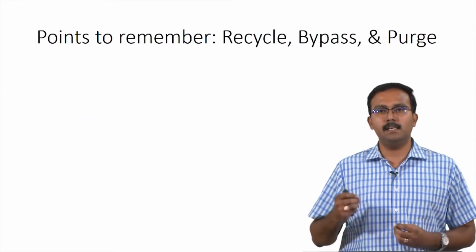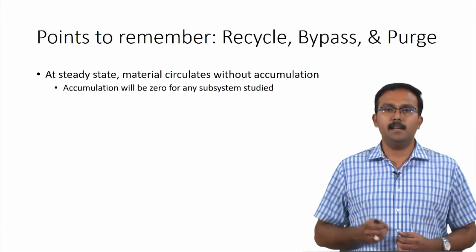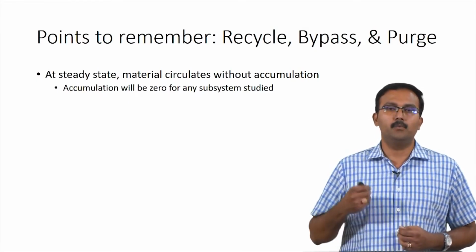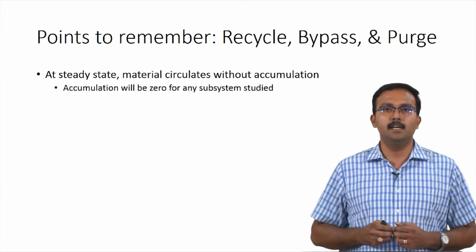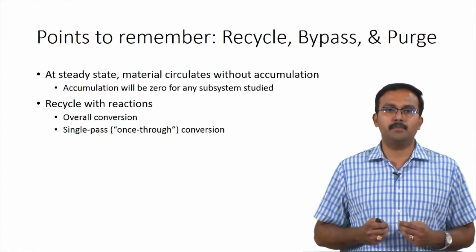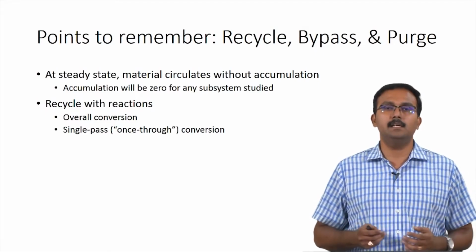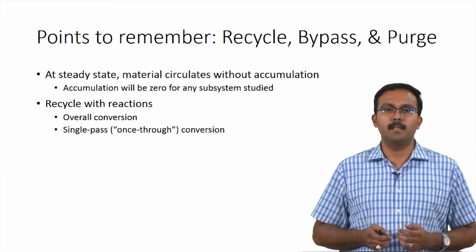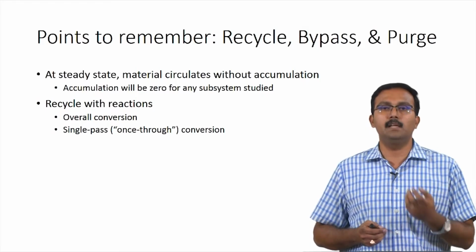When we talked about recycle, bypass and purge, there are certain concepts which we need to remember. At steady state, material circulation happens without accumulation during recycle or bypass. What I mean by this is accumulation will be 0 for any subsystem which is studied within the overall system. Recycle with reactions can have two types of conversions: overall conversion and the single pass conversion. Overall conversion is basically the conversion which would happen for the overall system, which includes the recycle stream, whereas single pass conversion is what happens when the reactants pass through the reactor only once.